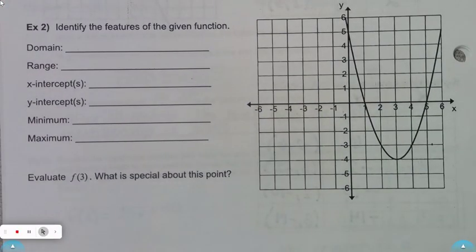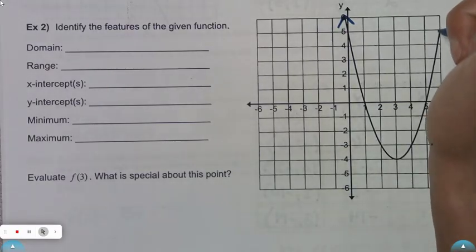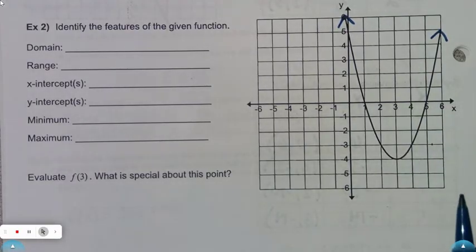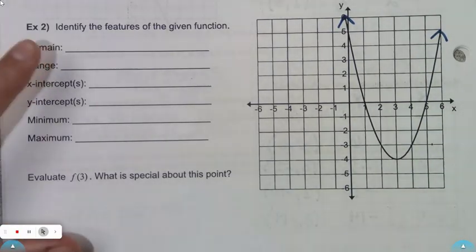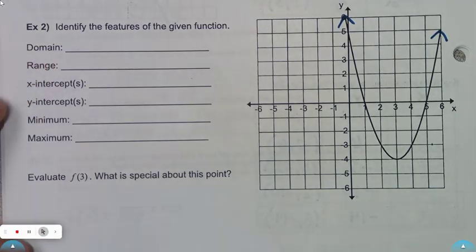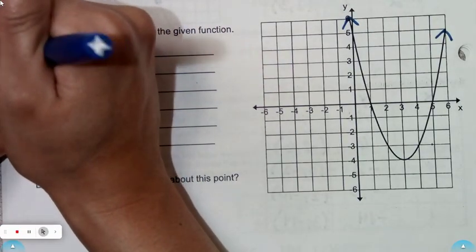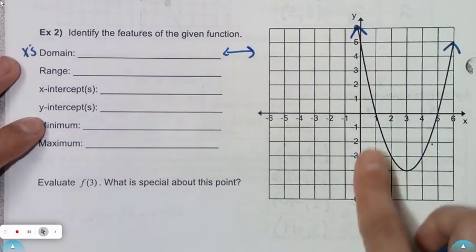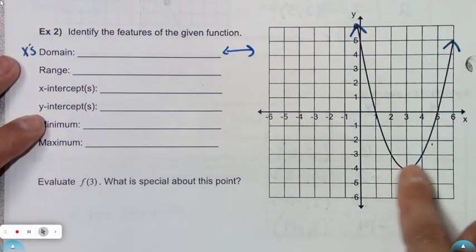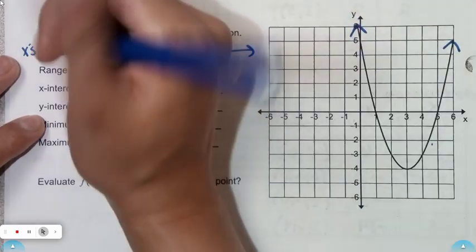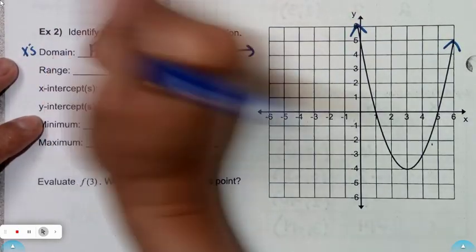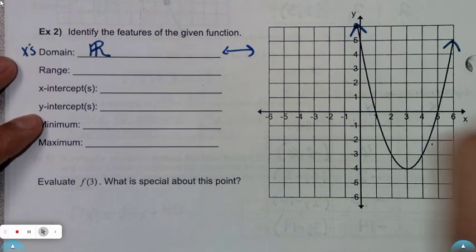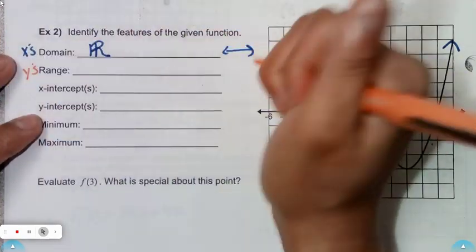All right, same thing. We're going to add our arrows. My domain is my x's. So my x's, from left to right. My parabola, my graph goes to the left forever, and it goes to the right forever. So this is all real numbers. My range is my y's, so up, down.